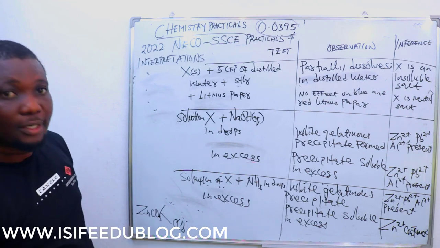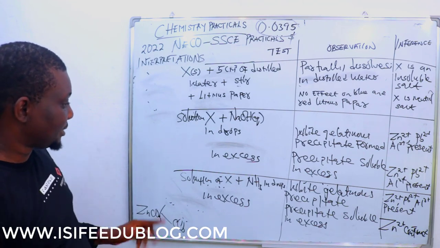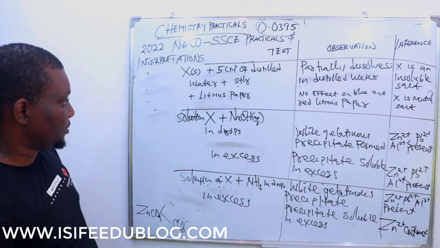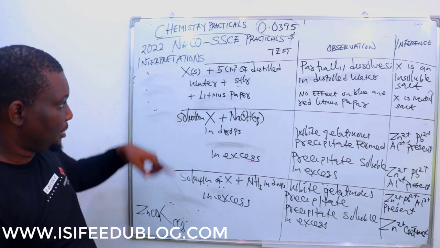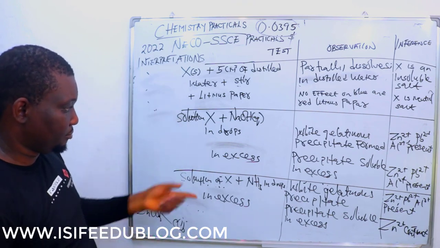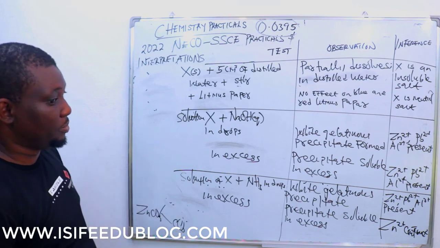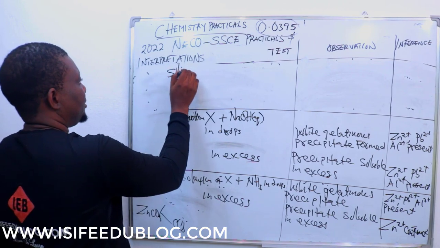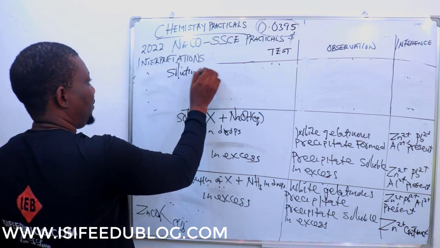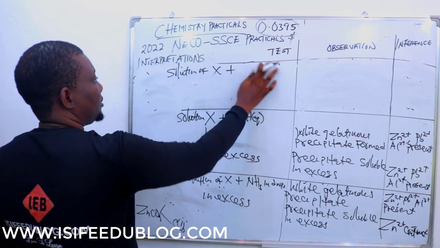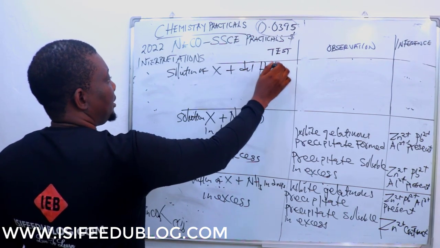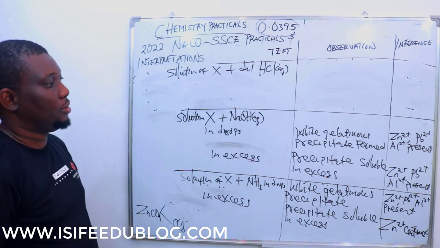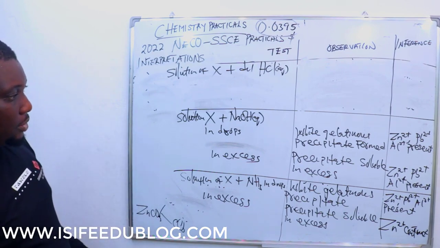Okay, now this is an analysis. Then the last, we need to split the solution into 3. First solution from here, plus solution on the side. Second solution from here, plus ammonia, both in drops and in excess. Then the last one. So now, the last solution of X plus dilute HCl, aqueous. Okay, in this case, you're going to score this way.